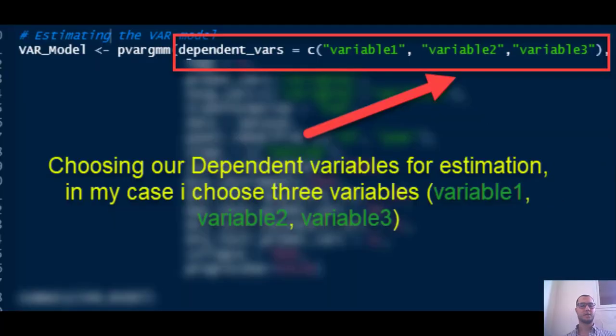Like I said, we should define each line of this code. So the first line is dependent variables equal c of variable 1, variable 2, variable 3. So this is my dependent variable to be estimated for our VAR model.